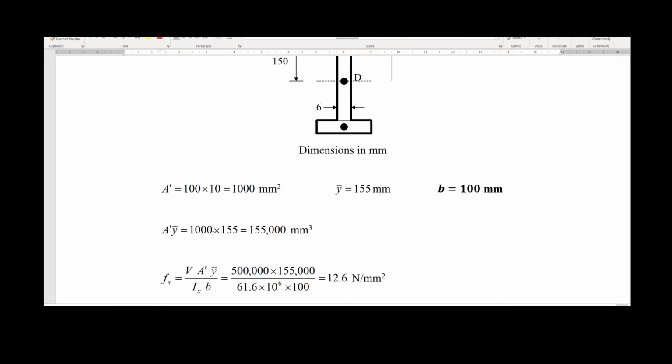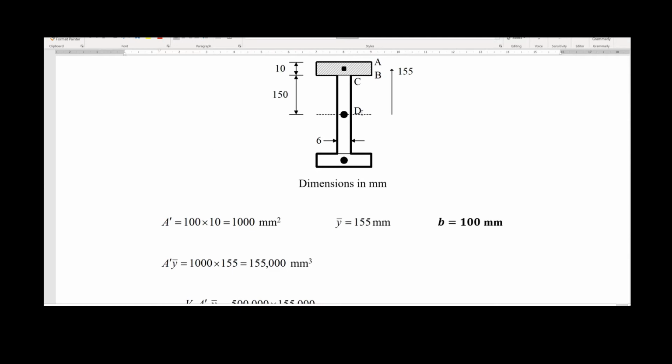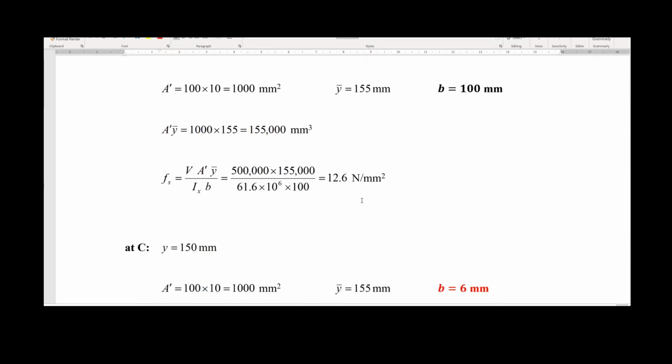Then the moment of area will be 1000 times this distance. It's this value here, 155,000 millimeters to the cube. And if we feed the formula, we have 500,000, which is 500 kilonewton multiplied by 1000 to express this value in newtons, multiplied by this value of the moment of area we calculated before, divided by the moment of inertia, and B, which is 100 in this case. And this is the value for the shear stress at this particular point B we have analyzed right now.